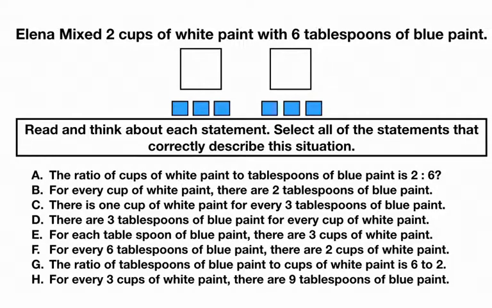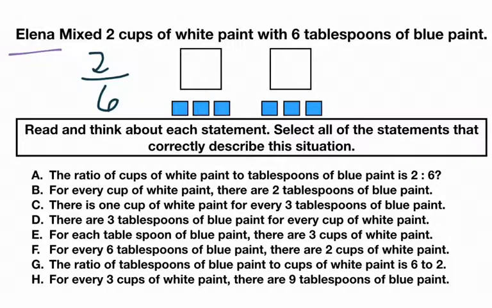Looking at our scenario here, Elena mixed 2 cups of white paint with 6 tablespoons of blue paint. Read and think about each statement. Select all the statements that correctly describe this situation. So we know the ratio right now is that she's got 2 cups of the white paint going with 6 tablespoons of the blue paint, so basically a 2-to-6 ratio.